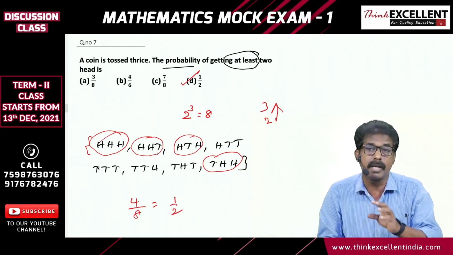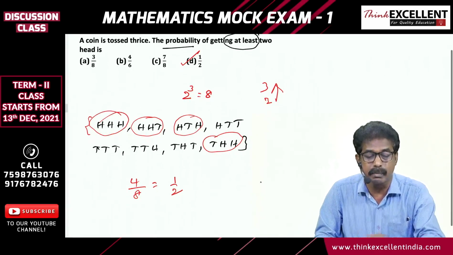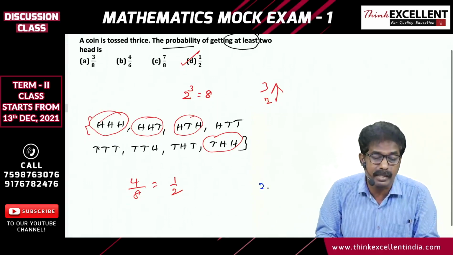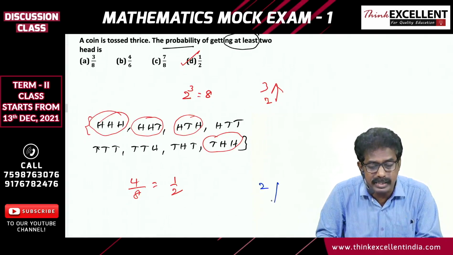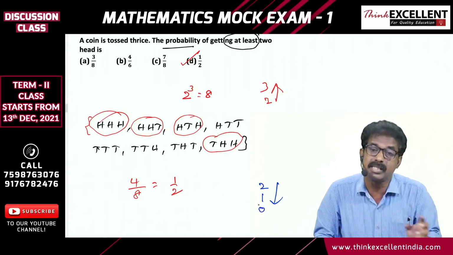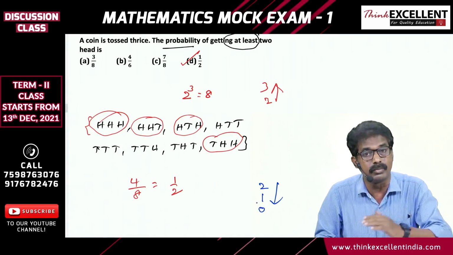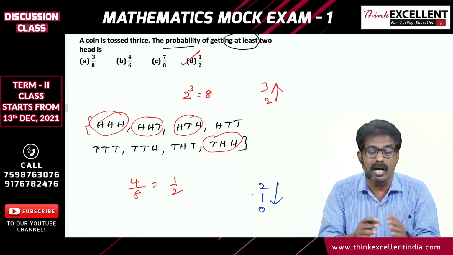Sometimes the question may be at most. What's the meaning of that? At most meaning maximum 2. It should not exceed 2. 2 or less, meaning it may be 2 or 1 or even 0. That is at most, to the maximum 2. 2 or 1 or even 0.